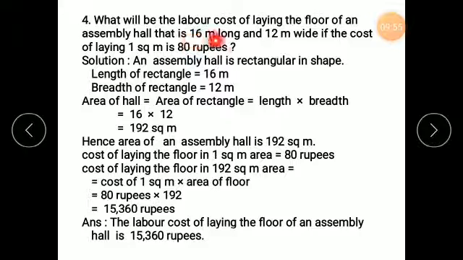What will be the labor cost of laying the floor of an assembly hall that is 16-meter long and 12-meter wide if the cost of laying 1 square meter is 80 rupees? Again, see, the hall means it will have 4 sides, but it is 16-meter long and 12-meter wide, means it's a rectangle. So shape is rectangle, length is 16 meter and breadth is 12 meter.